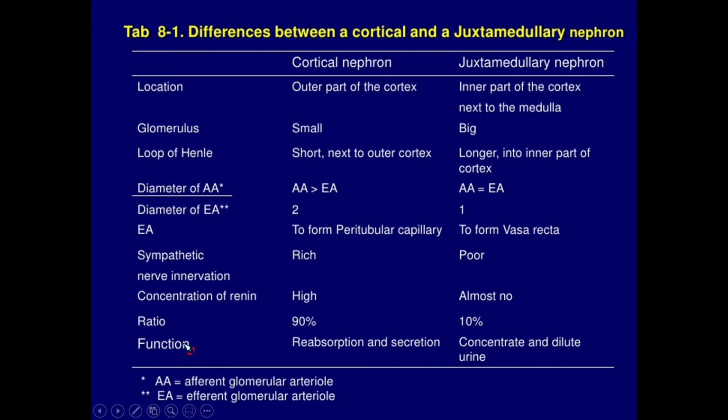Then the ratio, that means the amount, if you are going to count how many they are. The cortical nephrons are approximately 90% in number, while the remaining 10% are juxtamedullary nephrons. Then cortical nephrons perform the functions of reabsorption and secretion, while the juxtamedullary nephrons are very important for the production of concentrated and dilute urine. So if the question is a university question, what is the difference between the cortical and juxtamedullary nephron, you can write it down in this way.